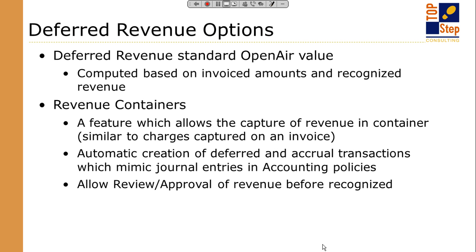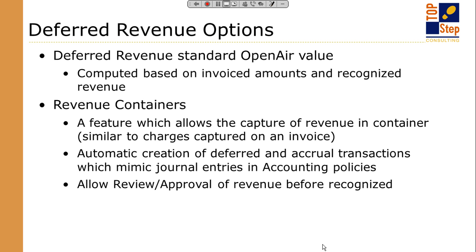And the container itself has a balance sheet view. So each container is a balance sheet view to show what the state of the project is at that point in time when that revenue container was created, including the amount of accruals versus the amount of deferrals because of a certain amount of revenue that got booked on the project.